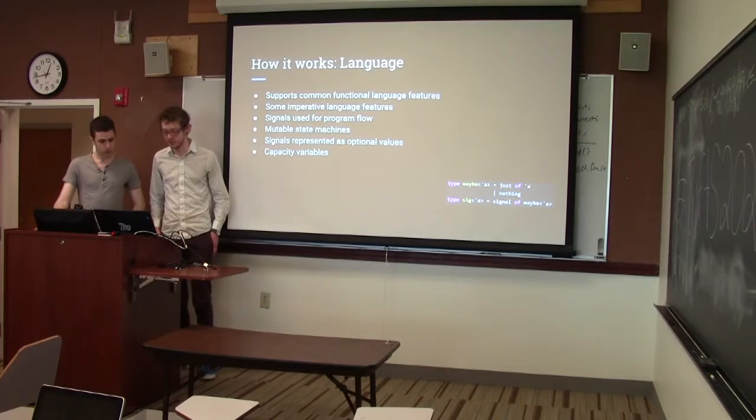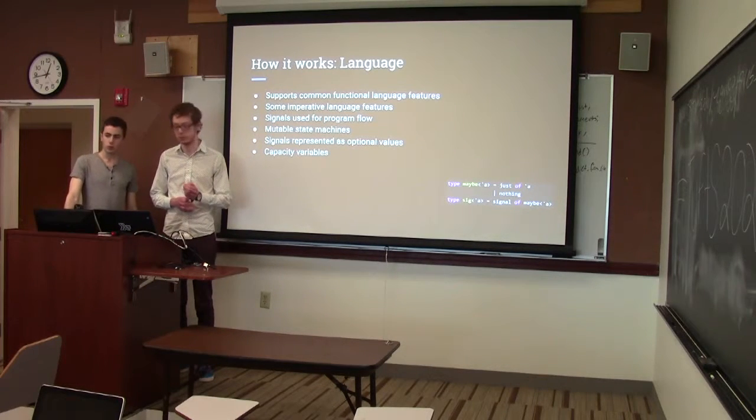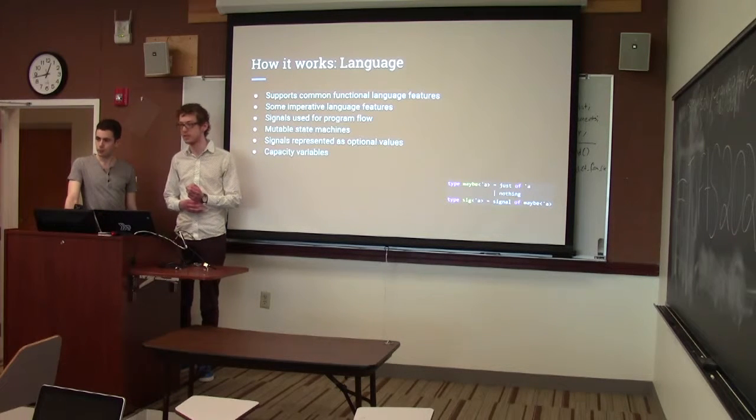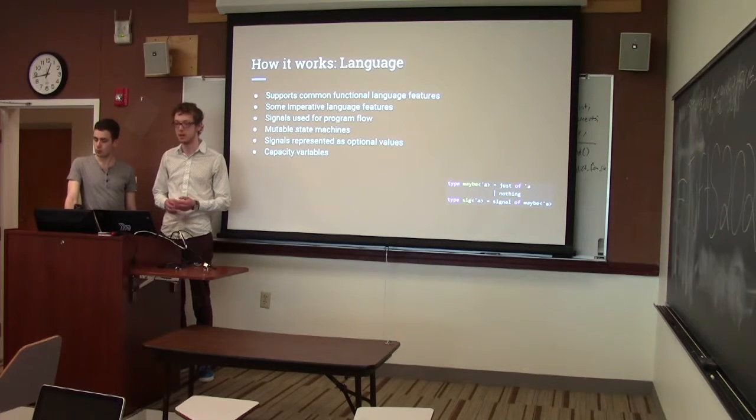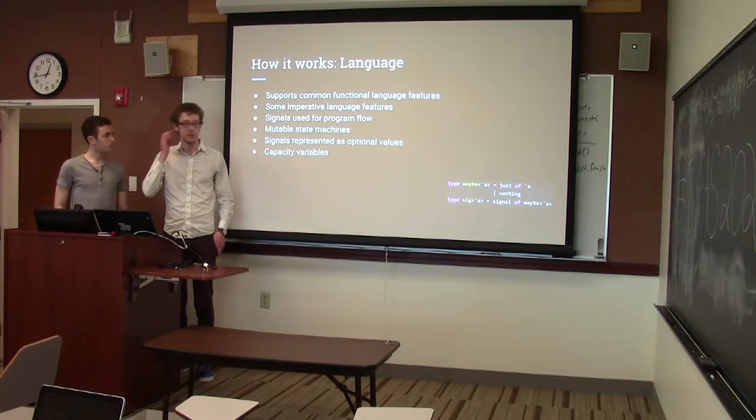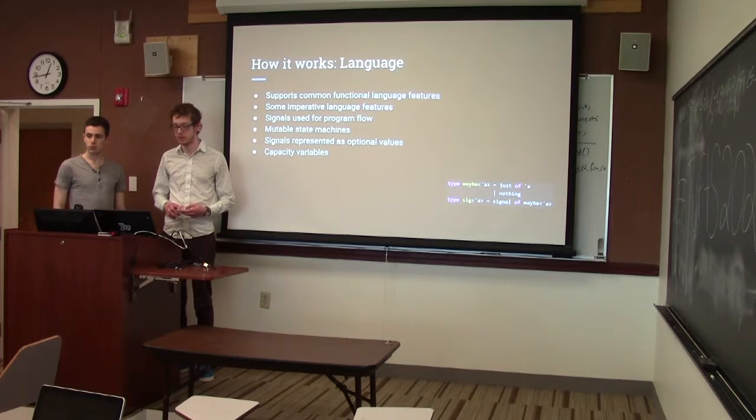Cool. So I thought I'd go a little bit over how the language works. Juniper supports a lot of features that you'll find in functional programming languages. We have support for things like pattern matching, lambdas, polymorphic functions, all of that good stuff. And we also have some imperative features as well, like for loops and mutable state. We also have these things called references, which are basically like pointers, but better and safer.